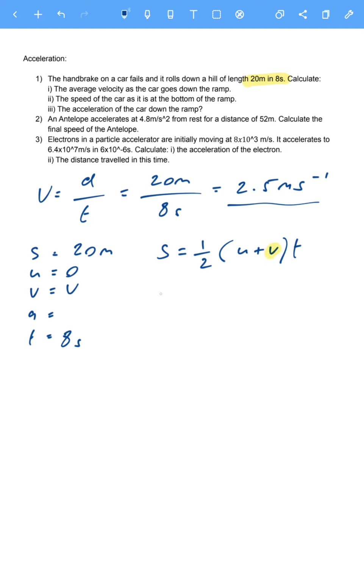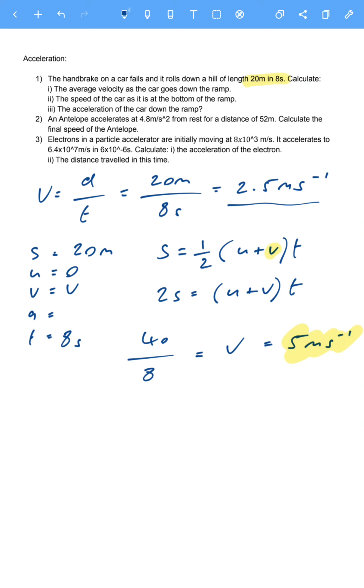So that would be 2S is equal to U plus V times time, and then obviously divided by time. So it would be 2 times the displacement, which is 40, divided by the time taken, 8, and that would be equal to U plus V. But the initial velocity is 0, so that would be equal to the final velocity V. So that would be 40 divided by 8, which is indeed 5 meters per second.